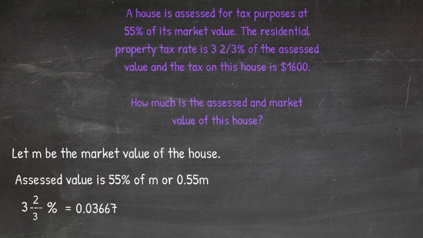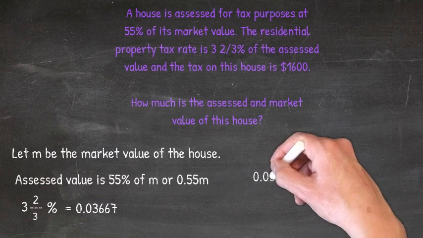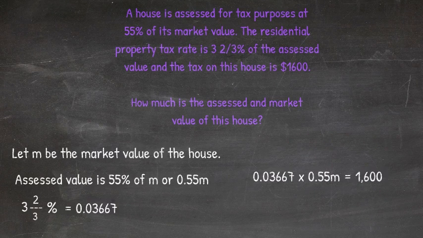0.03667. Now, it is important to keep in mind that we rounded our values much earlier in this version of our solution, and that will likely have an impact on some of our final values. But they should be pretty close. Let's find out. Given all this information we've got, we can put together an algebraic statement to represent 3 2/3% of the assessed value being $1,600. So in algebraic form, that'd be 0.03667 times 0.55m, the assessed value, is equal to 1,600.